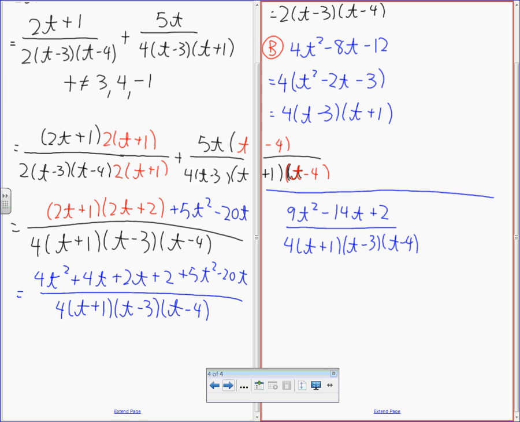Now does that factor? Does that factor? I don't think it does. Does that factor? I think we're good. 4 plus 2 is 6, and then minus 20 at the end. Right, so like 14 and 2 is 16.